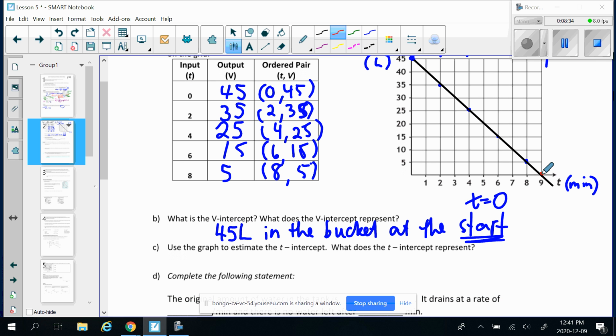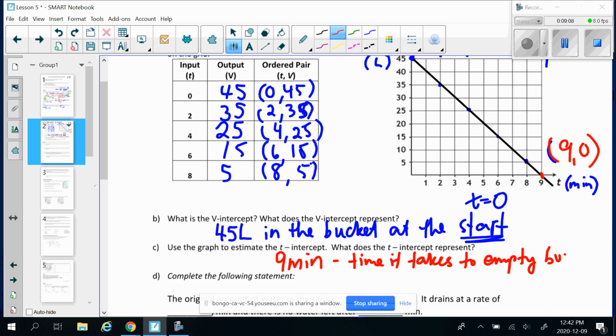Okay, so the t-intercept is right here. Let's get an estimate for that. That's 9, 0. So it's 9 minutes, but 0 liters. So really, the t-intercept is going to be your 9 minutes. If there's 0 liters, that means that it represents the time it takes to empty the bucket. Okay, 9 minutes, and then your water is gone.